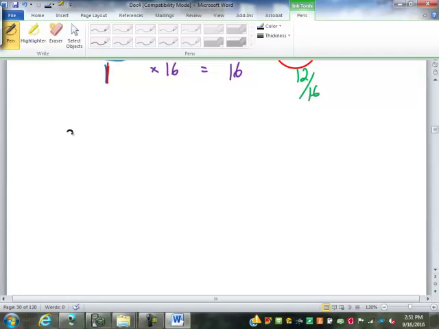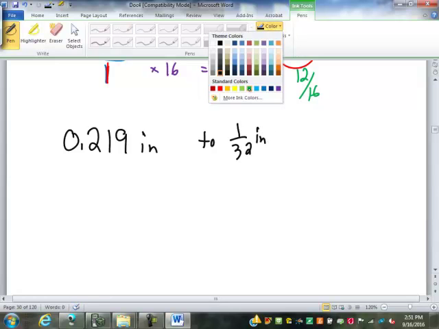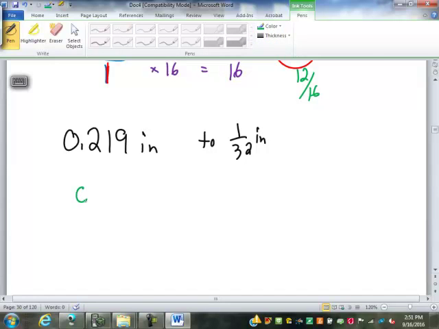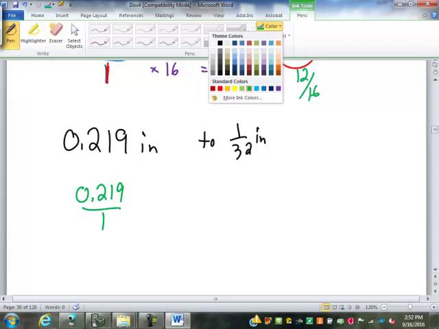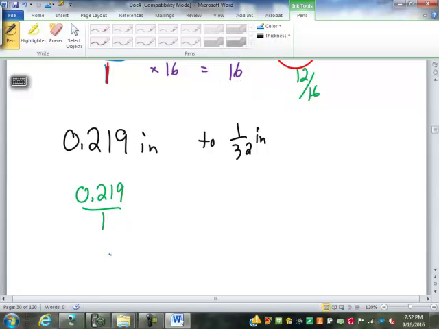So let's say we have 0.219 inches, and I want that rounded to the nearest 32nd of an inch. So again, take my 0.219 over 1. What am I going to want to do next? Times 32 on top and bottom.